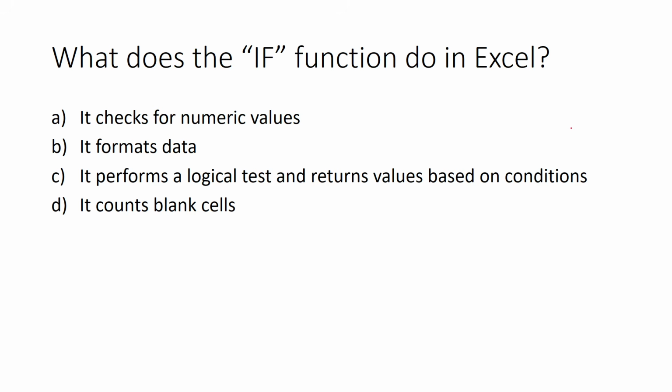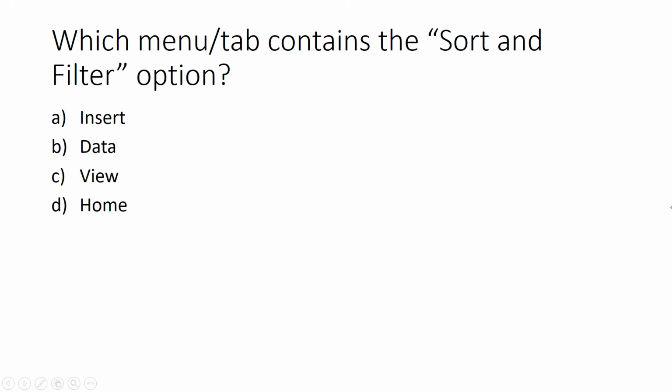One of the very important functions is the IF function. What it does is perform a logical test and return values based on conditions. Wherever you say conditions, there the IF function comes. Next question says in which menu or tab you will get the sort and filter option. You can get the sort and filter option in either the Data tab or the Home tab, both. So either of the options will work.